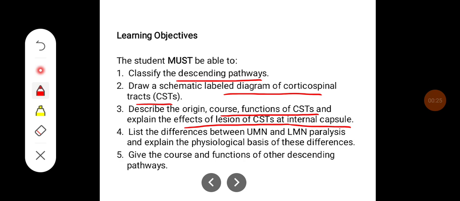List the differences between upper motor neuron lesion and lower motor neuron paralysis and explain the physiological basis of these differences, and give the course and functions of other descending pathways.